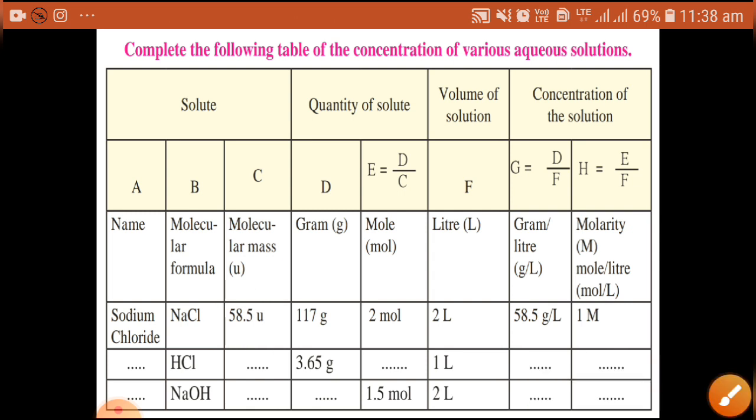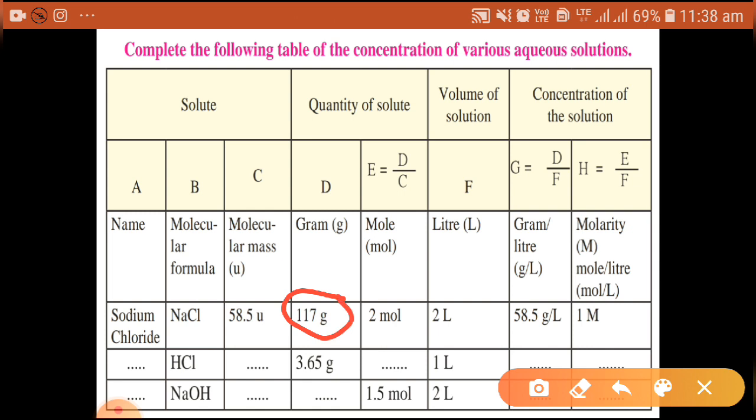Then gram. This gram is already given in the question, so you don't have to calculate it. The weight in grams can be anything. It is not a fixed value.